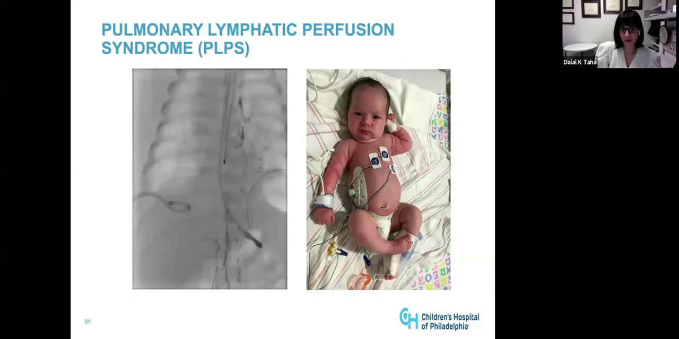And the patients do quite well. So here she is after the Lipiodol injection. She still has her chest tube in, but that came out shortly after, and she was able to go home on full feeds.